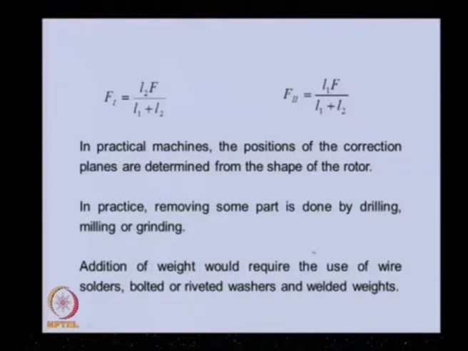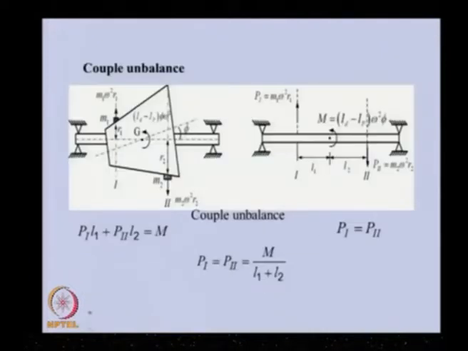So, this is the practical way of adding or removing the mass from the actual machine. Now, a couple unbalance is one in which the center of gravity of the rotor is at the rotating axis, but the rotor is tilted by some angle. So, this will give a couple which will be equal to (ID minus IP) times the tilting angle times omega square.